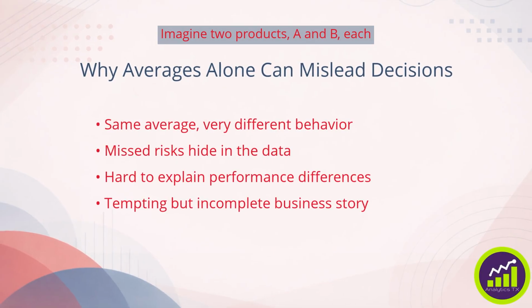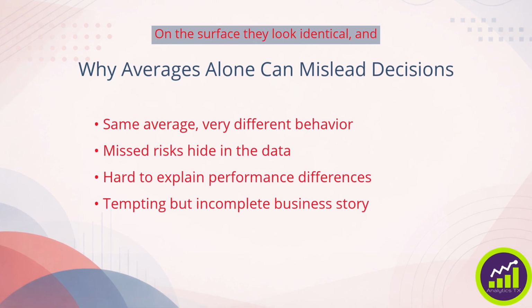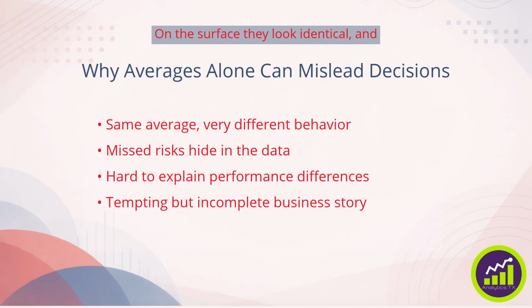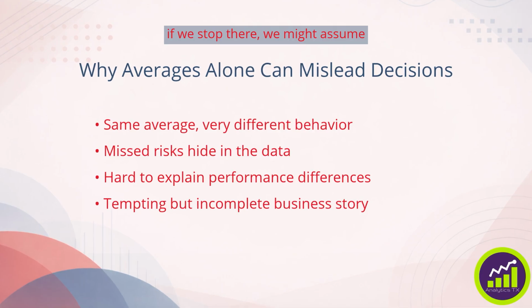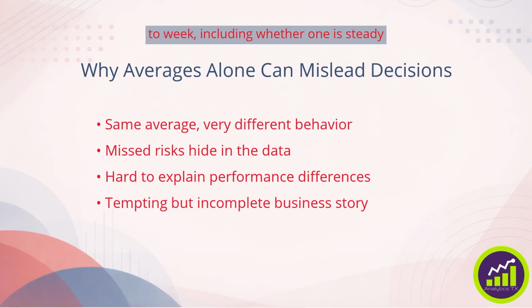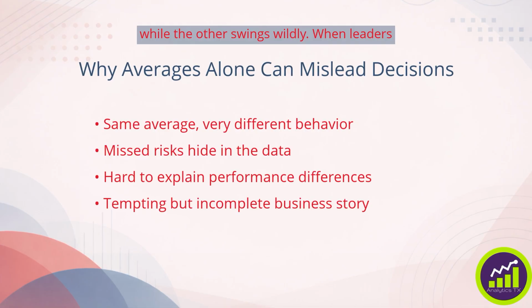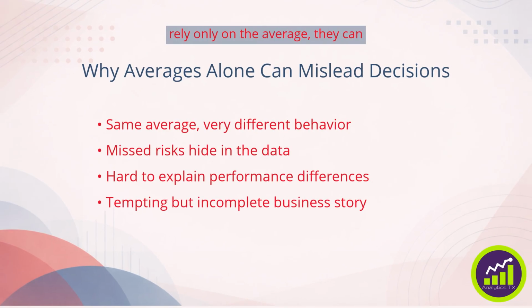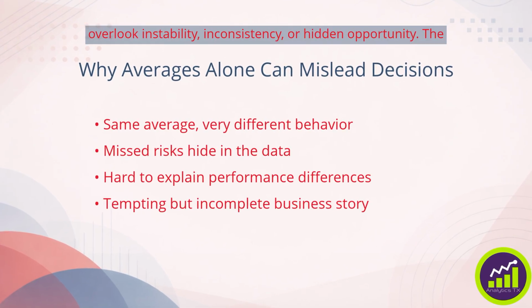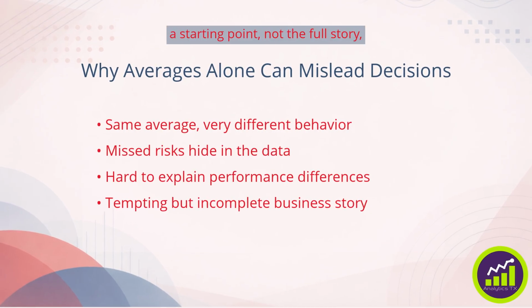Imagine two products, A and B, each reporting average weekly sales of 85 units. On the surface, they look identical, and if we stop there, we might assume their performance is equal. However, that single number hides how each product behaves week to week, including whether one is steady while the other swings wildly. When leaders rely only on the average, they can overlook instability, inconsistency, or hidden opportunity. The key message is that an average is a starting point, not the full story, for real business interpretation.